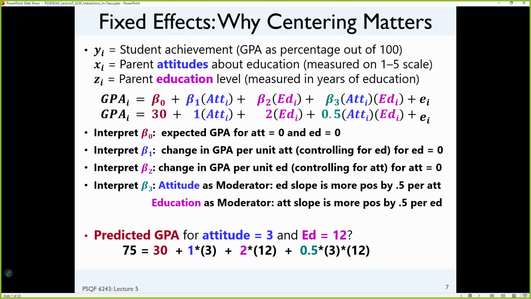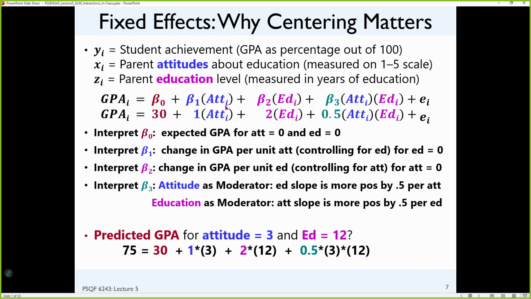And so in this example, we have attitudes on a scale of 1 to 5, education in years, and we have GPA on a scale of 0 to 100. So in this case, if we were to put in main effects, meaning slopes of predictors all by themselves, in addition to a slope for an interaction term, this is slide 7 of lecture 5, by the way, then our reference intercept would be when all of these predictors are 0.